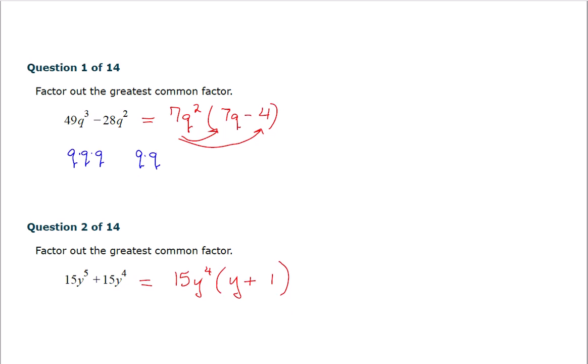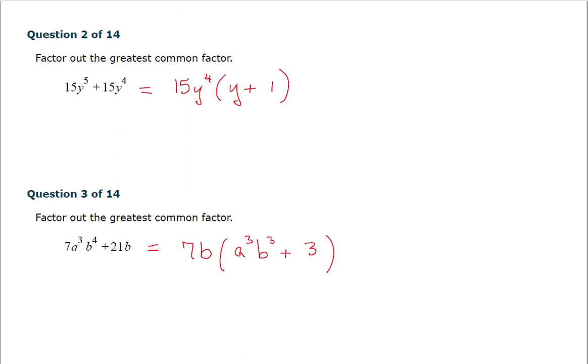Now let's do the same thing on question 2 here. I have 15y to the 5th and a 15y to the 4th. Well, clearly the 15 is in common, so take it out. This one has 5 y's. This one has 4 y's. The most that they both have in common would be 4 of them. So take 4 of them out.